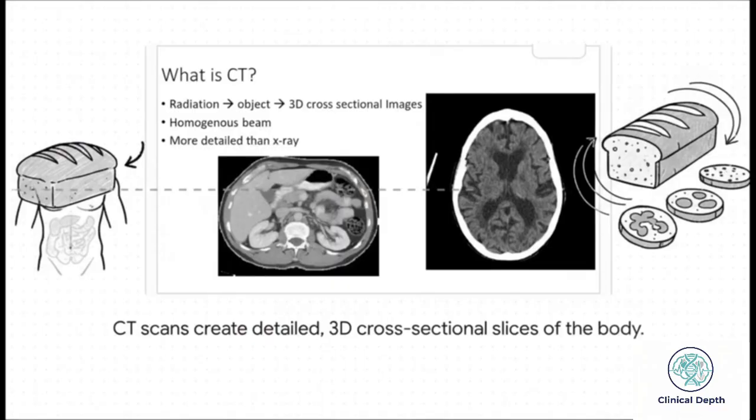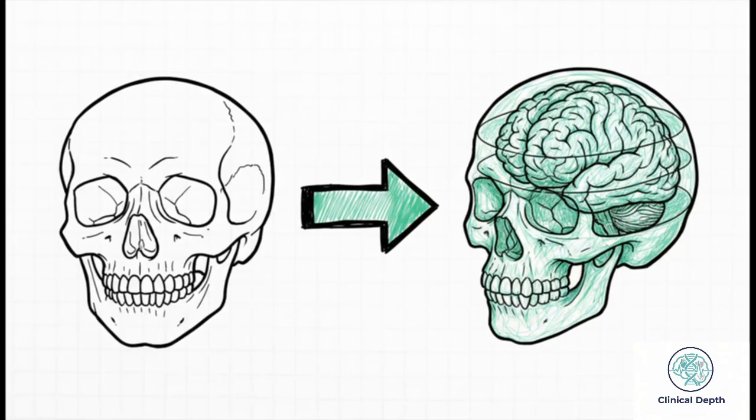Now, that term cross-sectional is the key. Imagine you have a loaf of bread. An X-ray shows you the whole loaf from the side. But a CT scan? That lets you look at each individual slice, one by one. This view is just incredible. It lets doctors pinpoint the exact location of everything, with absolutely nothing overlapping. So the biggest takeaway here is this. A CT scan is just fundamentally more detailed than a regular X-ray. Period. And it's that crazy level of detail that gives it a whole different set of diagnostic superpowers.